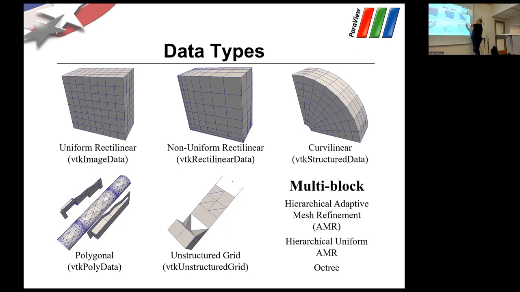There is a curved linear grid, which defines rows and columns, but in curved form. There's a polygonal grid, which is basically a CAD model. So it's based on surfaces of triangles or quads that are connected together in topology. So a surface model. And you can have unstructured grids. So basically that is tetrahedral elements and two-dimensional elements connected together in different ways. These are the basic data structures you have to create to be able to open them in ParaView.